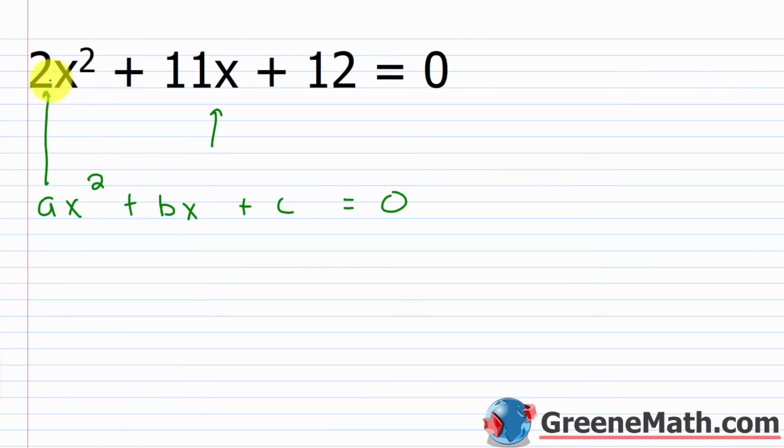Where a, in this case, is going to be 2. It's the coefficient for x squared. B, in this case, is going to be 11. Right? It's going to be the coefficient for x to the first power. And c is going to be 12.